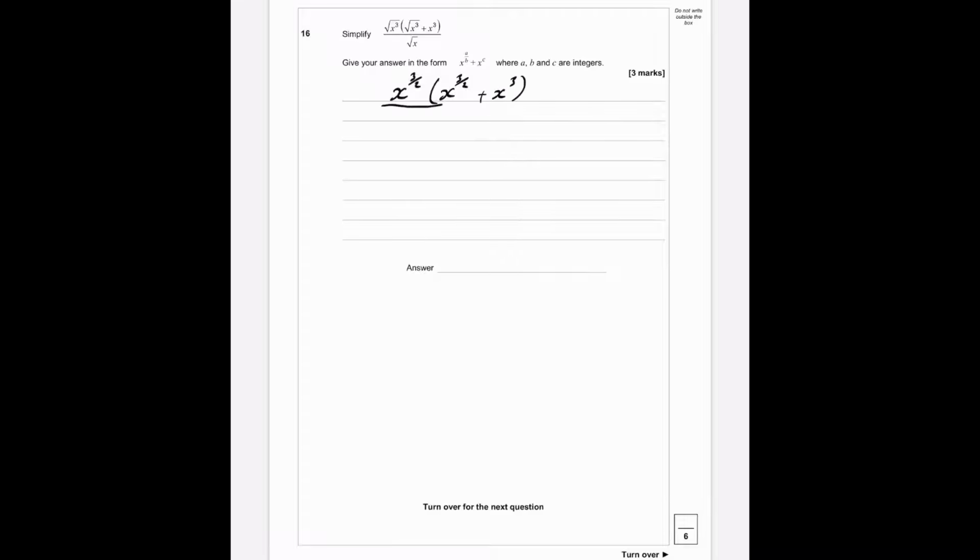And root x on the denominator is x to the power of a half. I could have cancelled here, x to the 3 over 2 over x to the half might have been slightly easier. Anyway, I went with expanding the numerator out first, and then subtracting a half from each of the powers, giving me x to the power of 5 over 2 plus x to the power of 4. Question 16.